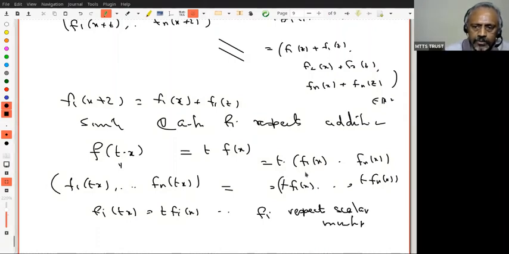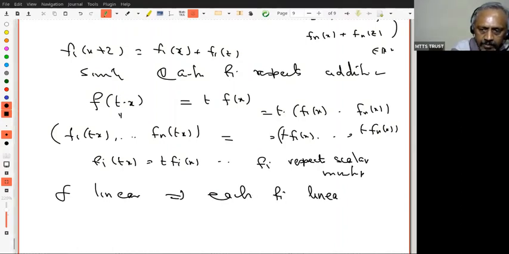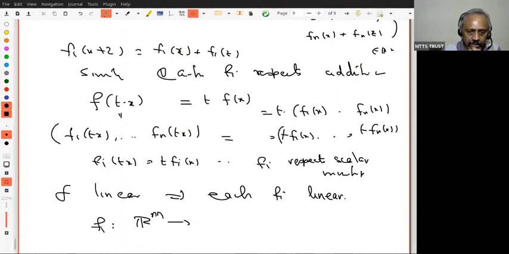So what have I proved? I have proved F linear implies each Fi linear. Do you accept it? Very good. Now what is the advantage? The advantage is I know what Fi is. Fi is a linear map from Rm to R.